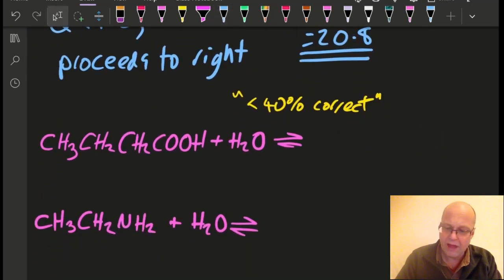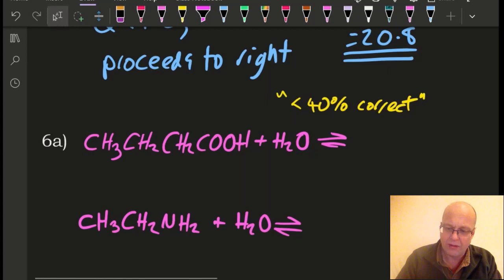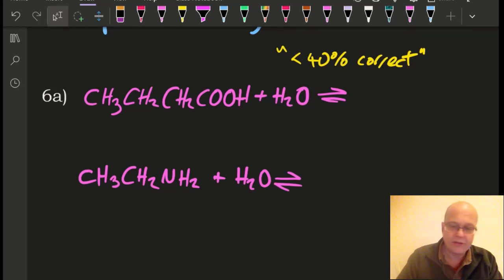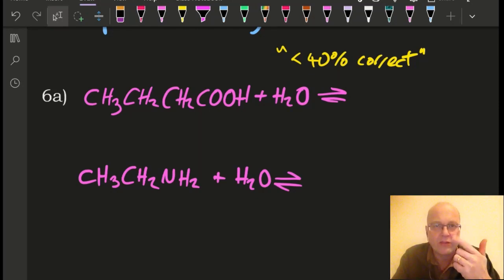Butanoic acid, oh, that smells terrible. It smells like smelly feet. And ethylamine. So each of the substances with water, so you've got to put the equilibrium sign in. How do you know that butanoic acid's a weak acid? Well, all organic acids are weak acids. Or you could just remember hydrochloric acid, sulfuric acid, nitric acid are the strong acids. Everything else in IB is weak.